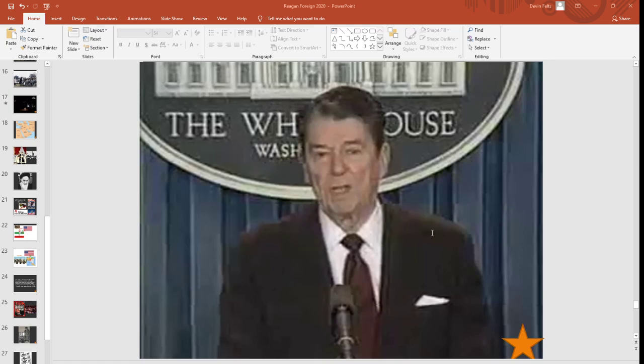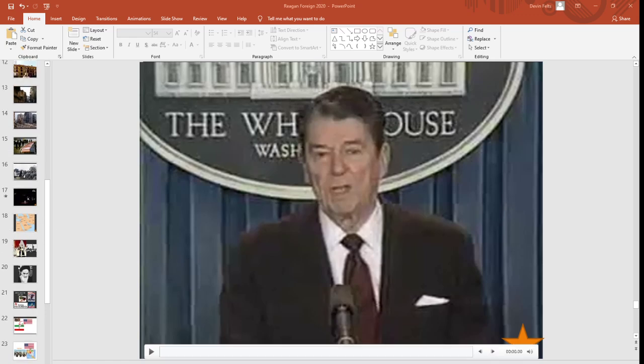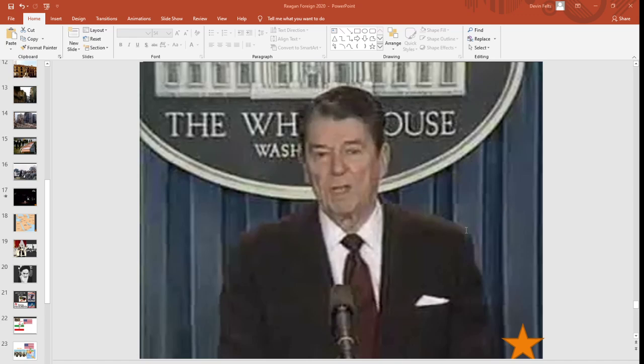Number one says, why did the Marines leave Lebanon? If you need a reference, go back to that first section and read that paragraph again. What is the topic of this excerpt? What event is he talking about? Again, go back to those readings if you need a reference point. What is Reagan's main argument in this excerpt? What is he saying?